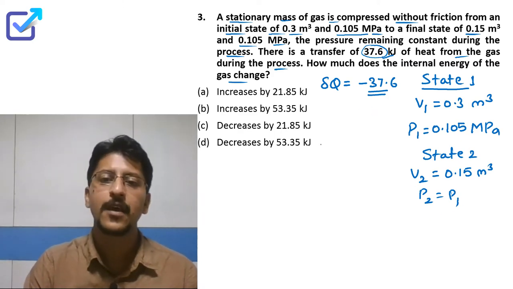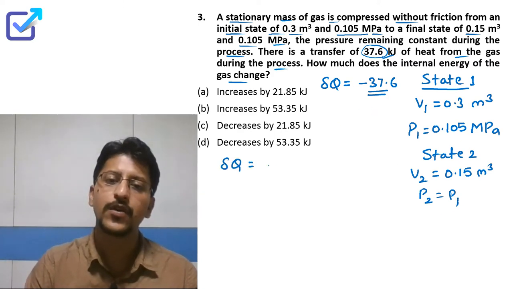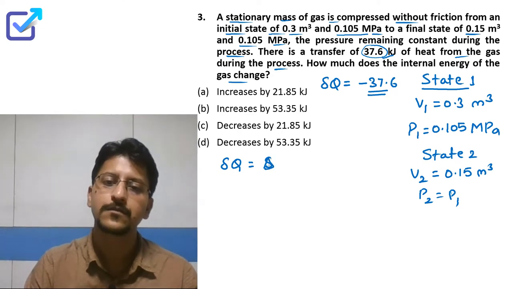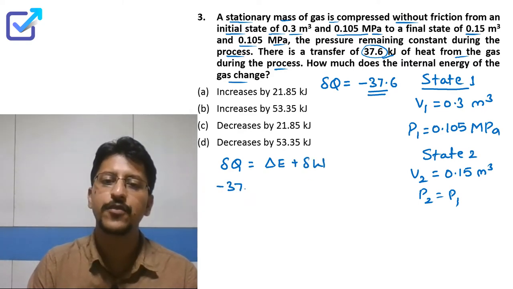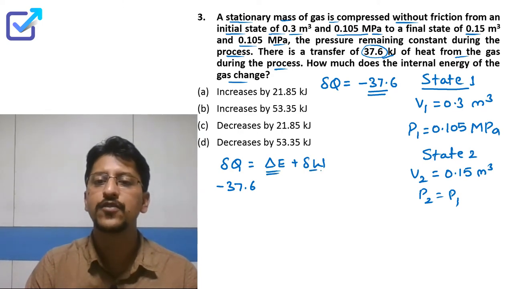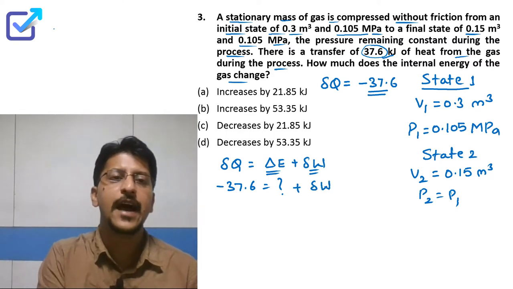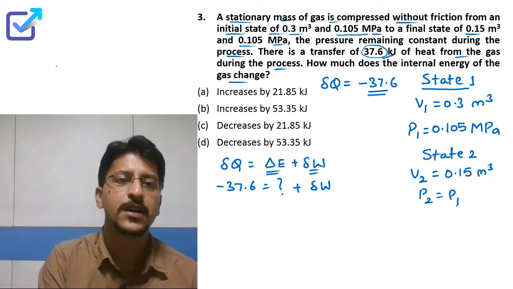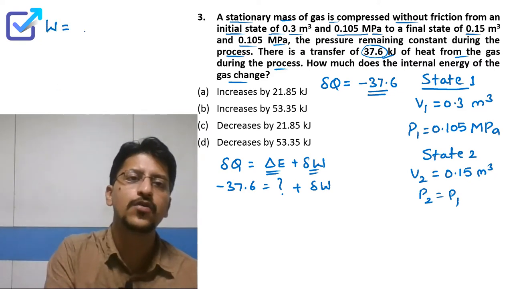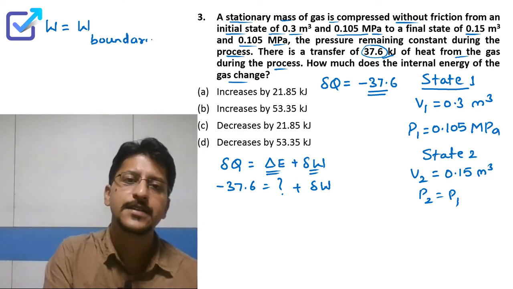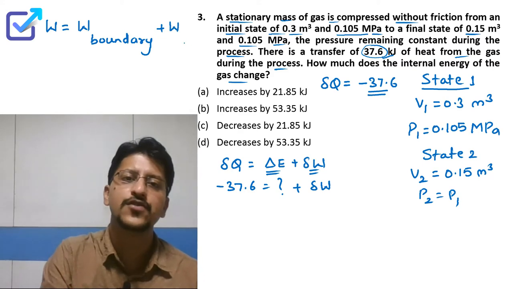Clear? Then we know delta Q is equal to delta E plus del W. So this value we know, that is minus 37.6, but we know neither this value nor this value, and we have to find this value only. Okay, so what to do for that? First of all, we have to find out the work, and you know that the total work is equal to two types of work. One is your boundary work, and the second one is your other kinds of work.